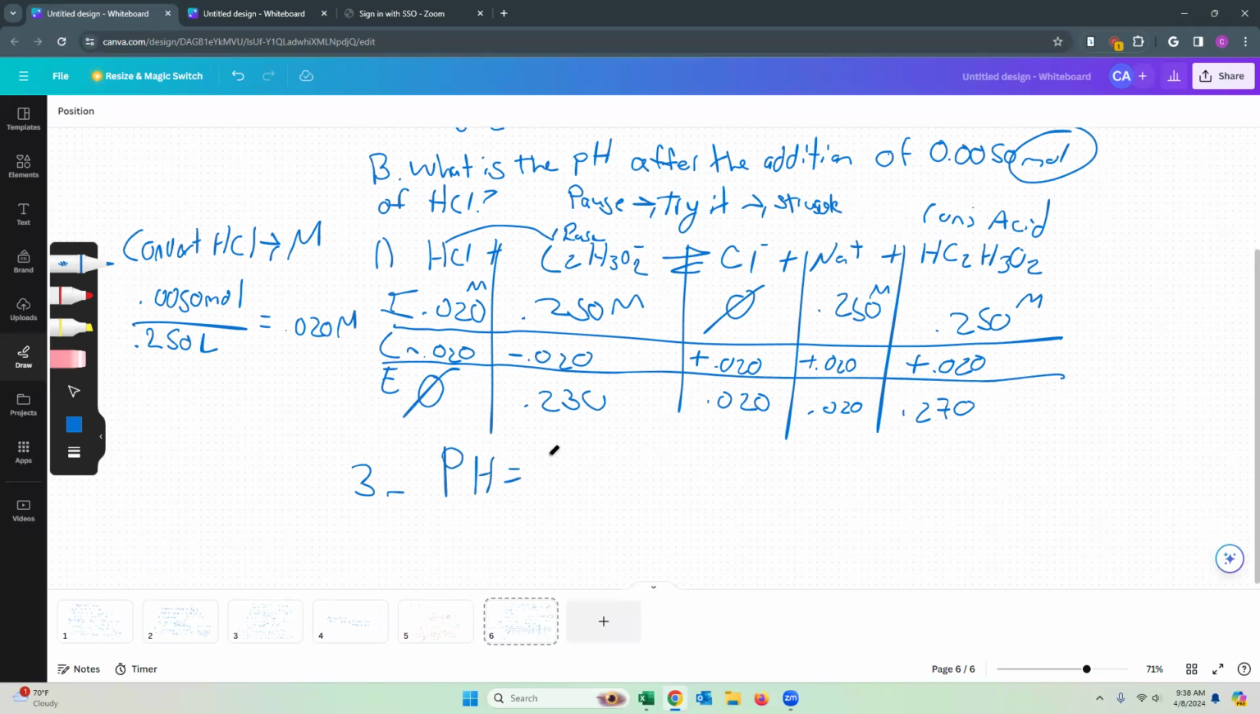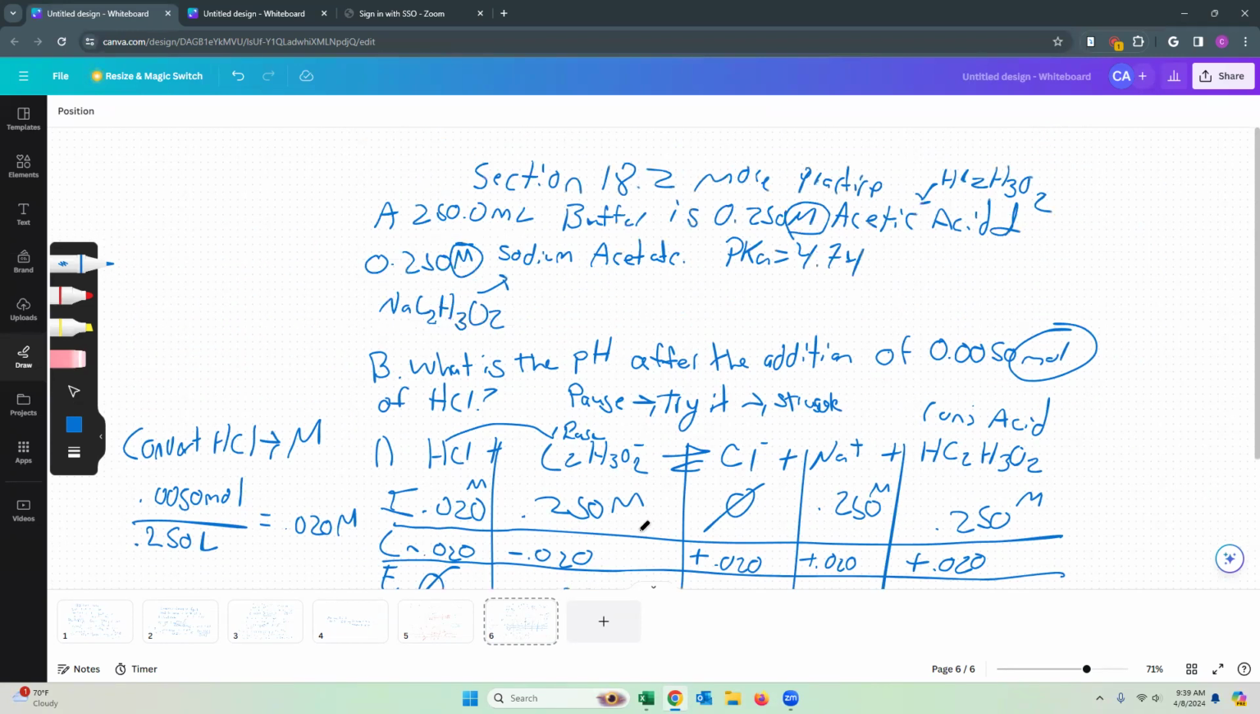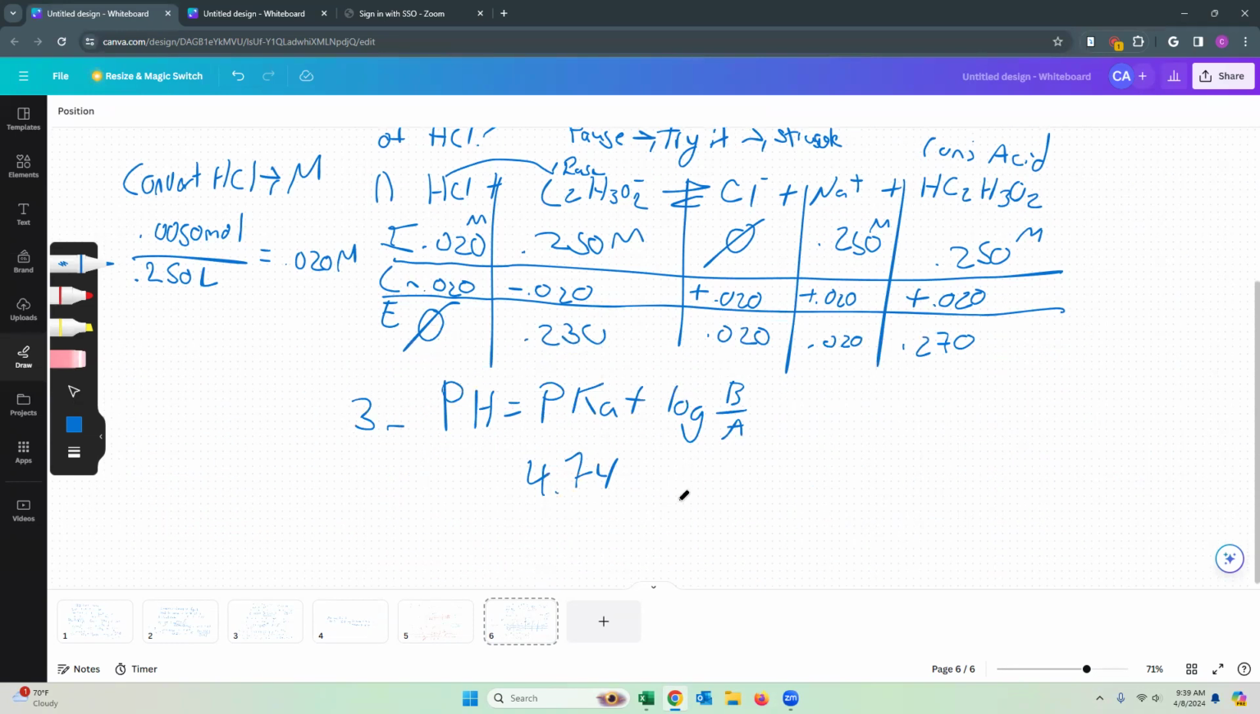Right, then we do Henderson-Hasselbalch, step 3. pH equals pKa plus log base divided by acid. pKa was 4.74. That was from our problem. Plus the log of base. Our conjugate base is 0.230 divided by our acid, 0.270.